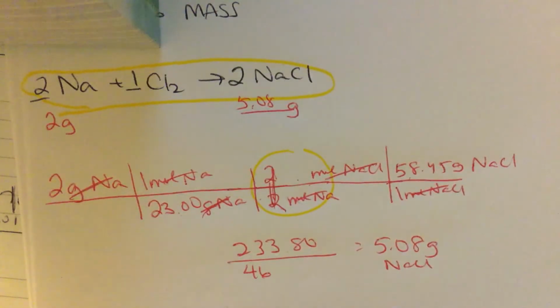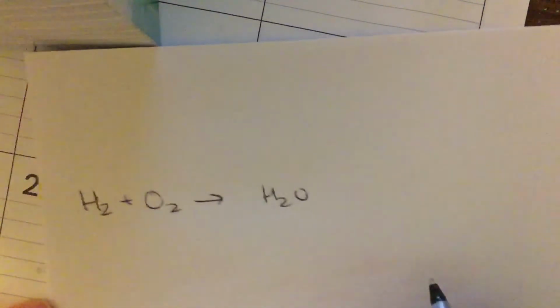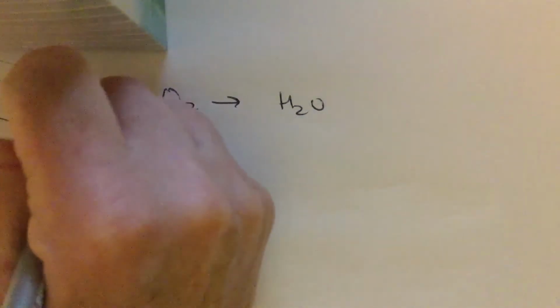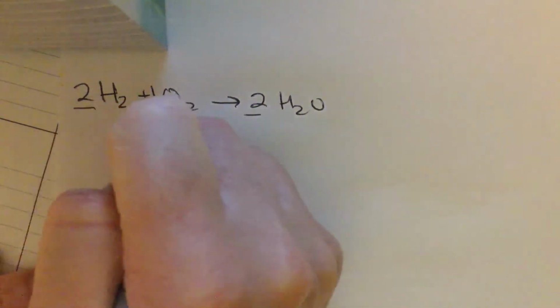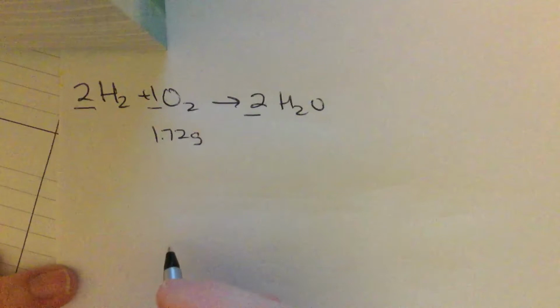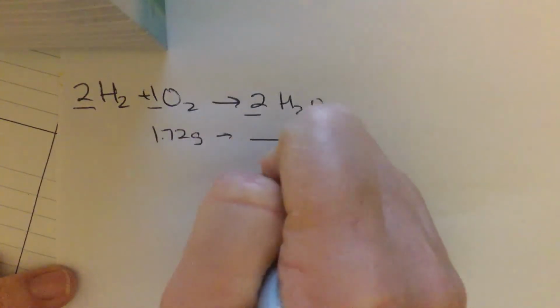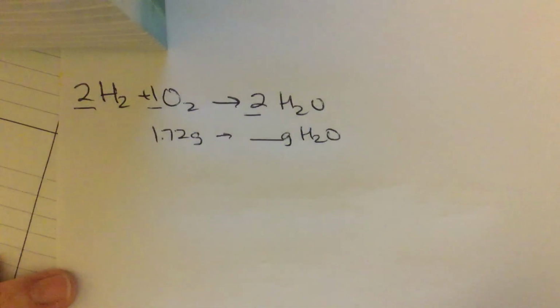Let's try another one. I'm trying to keep them simple so we don't have to do so much. Let's say we have water. Let's make water. H2 plus O2 yields H2O. Okay, pull this up a bit farther. No more room there. There we go. Balance it. 2, 1, 2. Easy enough. And I say, if I've got 1.72 grams of oxygen, I want to know how many grams of water I will make.